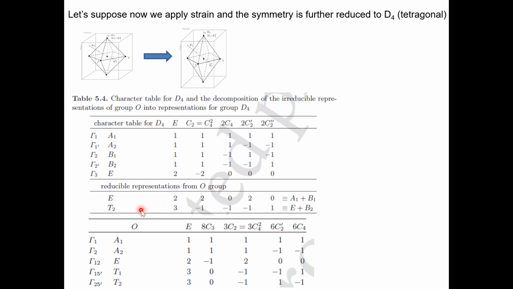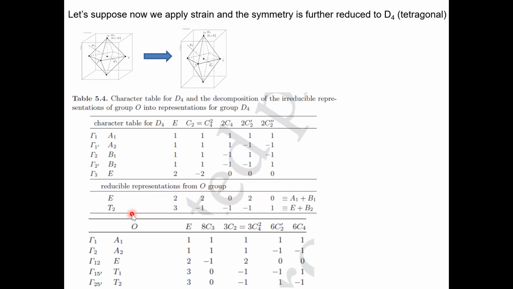And again, we can do this one more step. We can see how these representations, now they are going to be reducible representations for the D4 group. And I can try to see how they decompose into the irreducible representations of the D4 group, which are these 5 possibilities here. Okay? So again, the way to do this is similar to what we did before. It's basically the same type of calculation, but we just need to be careful in constructing this table here.